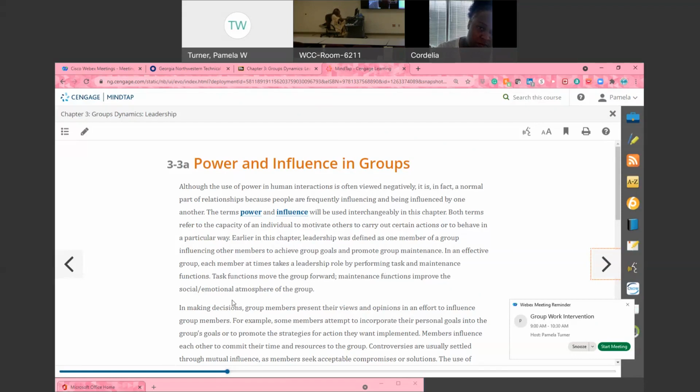Task functions move the group forward. Maintenance functions improve the social and emotional. We discussed that in the last point. So task roles get us on our task, get us going. Our maintenance roles work on the inside of the group, right? Making sure that we maintain routine, harmony, talking to each other, summarizing, things like that.